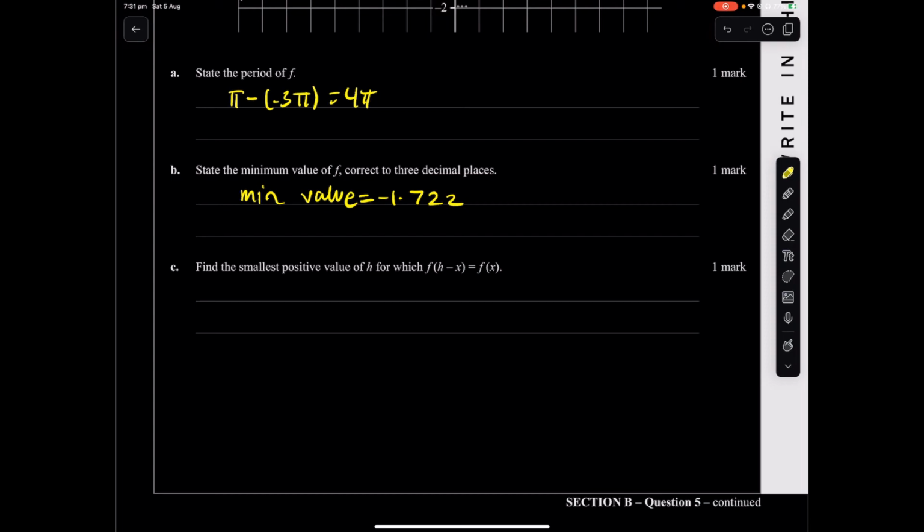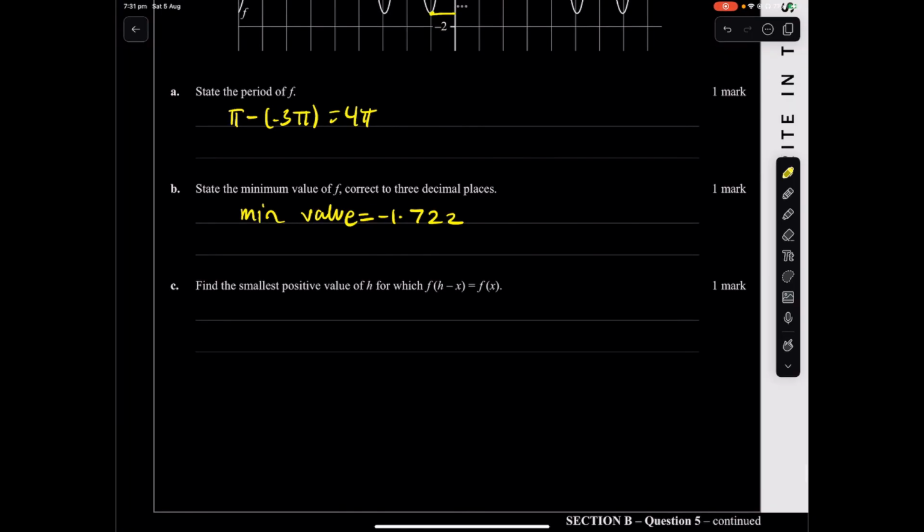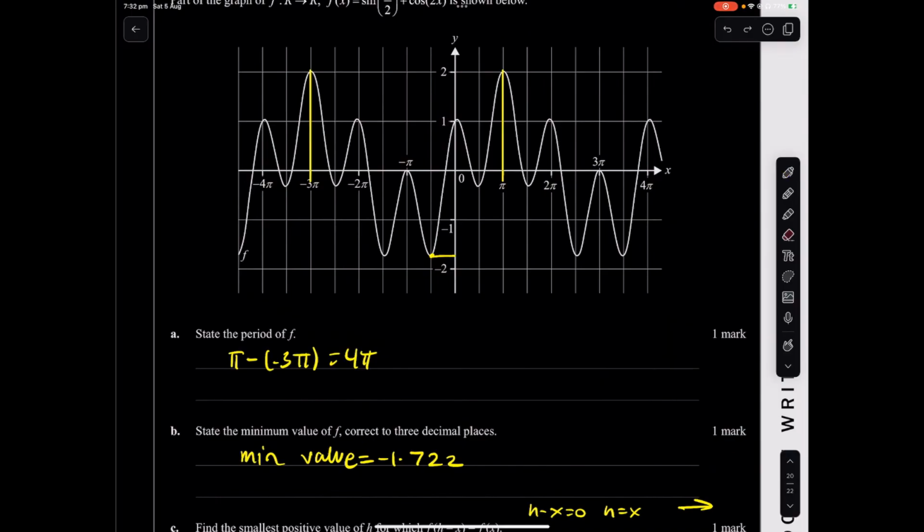Find the smallest positive value of h for which h minus x equals f of x. So first imagine, h minus x equals 0, so h equals x. So there's a translation to the right, and the graph is reflected along the x-axis. So just imagine that this graph over here, let's just pick some values. Let's try to redraw this over here.